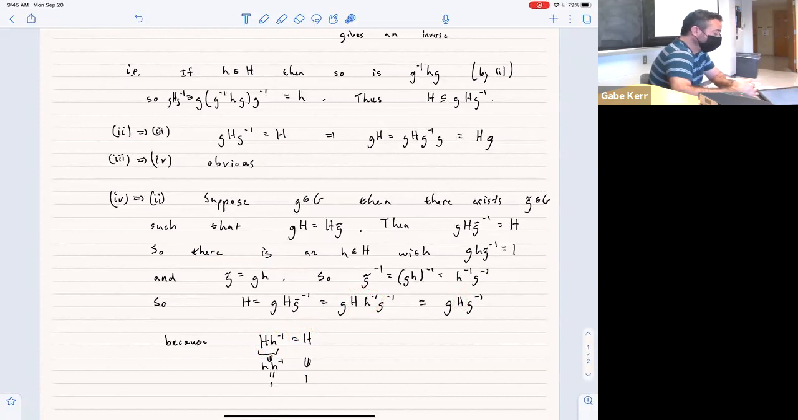Could you also argue that big H inverse equals H because H is a group and is closed under composition? Yes, there are other ways of seeing it.